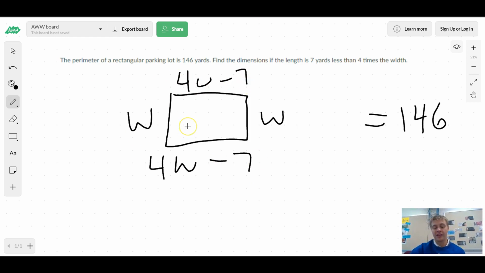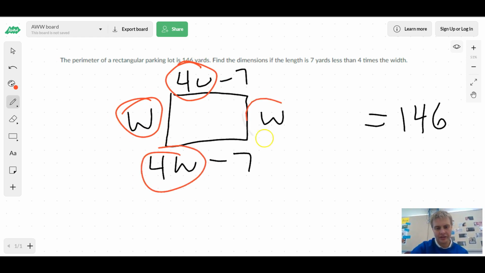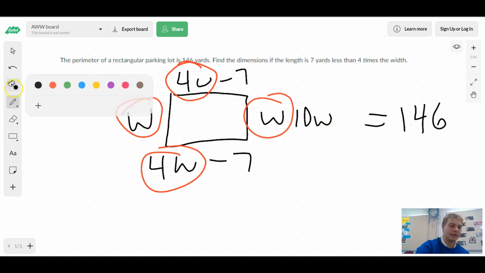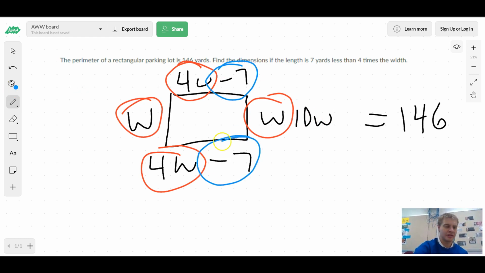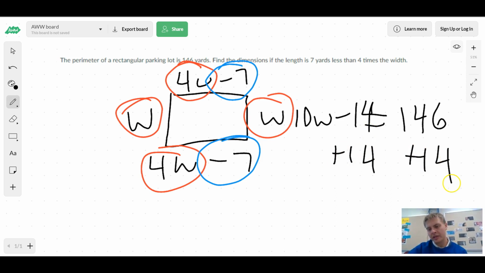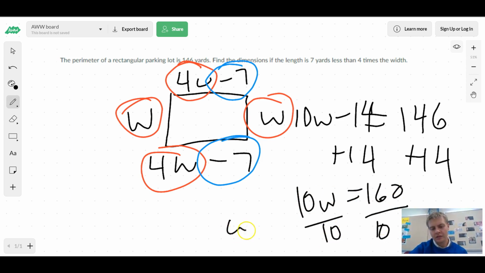Now we're going to add up all the sides. When I do this, I don't like to put pluses in between everything. I like to just count up how many W's I have because I think that's a little bit easier. So I have 4, 5, 9, 10. So I have 10 W's. Then I like to count up my numbers right after that. So that's -7 and -7. That's -14. Then we solve. I'm going to add 14 to both sides so that I can get the W's by itself. So that's 10W equals 160. I divide by 10, divide by 10. W equals 16. That is my width.